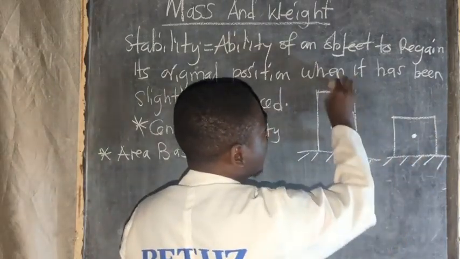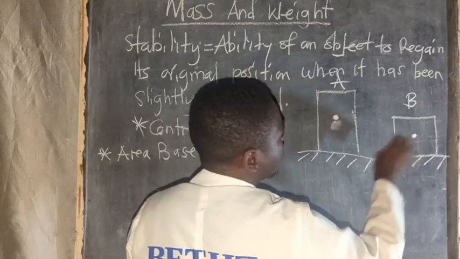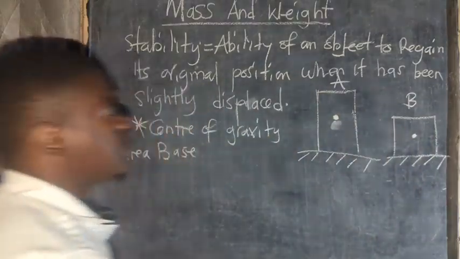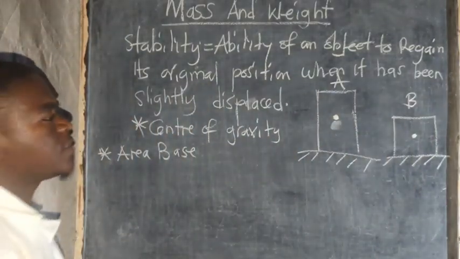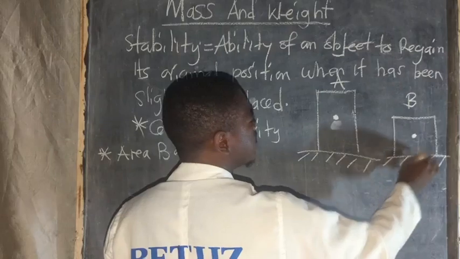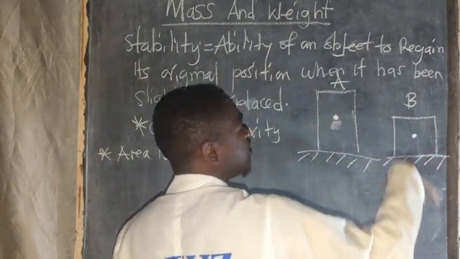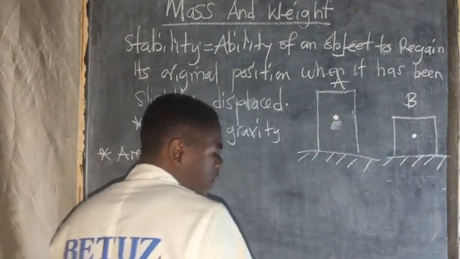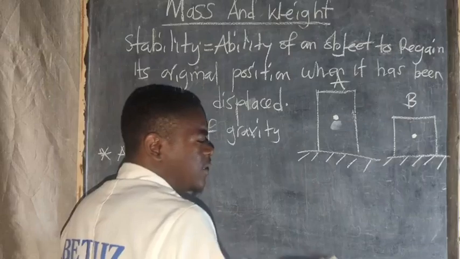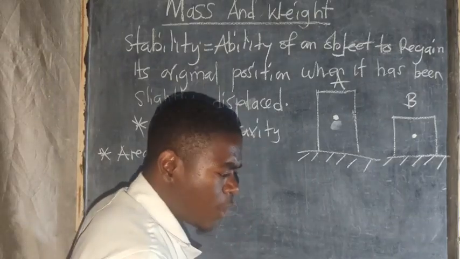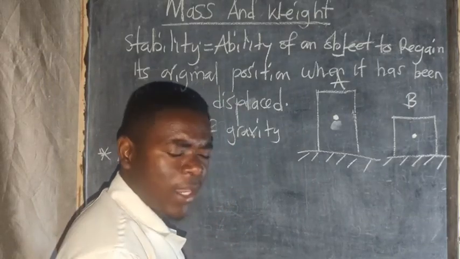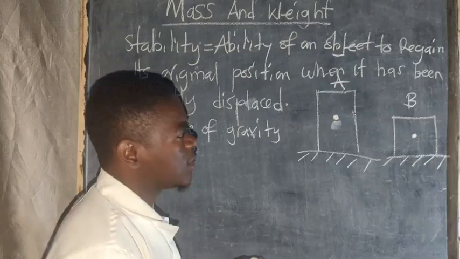So if this is A and this is B, then they ask you which one is more stable. The one that is more stable is this one because it has a lower center of gravity. Its center of gravity is down, meaning that the object is able to balance, or it is more stable like that. Have you seen? This is what you need to know.